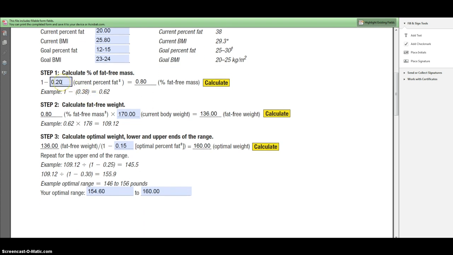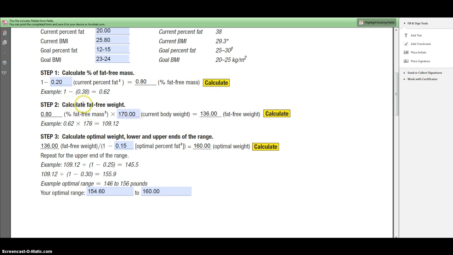I'm going to put in my current body fat, which is 0.20, or the same as 20%. We have this here, and that's going to go ahead and calculate that automatically for me over here. So if I put that number back in, for example, and I put 0.20, it'll automatically calculate it for me over here.